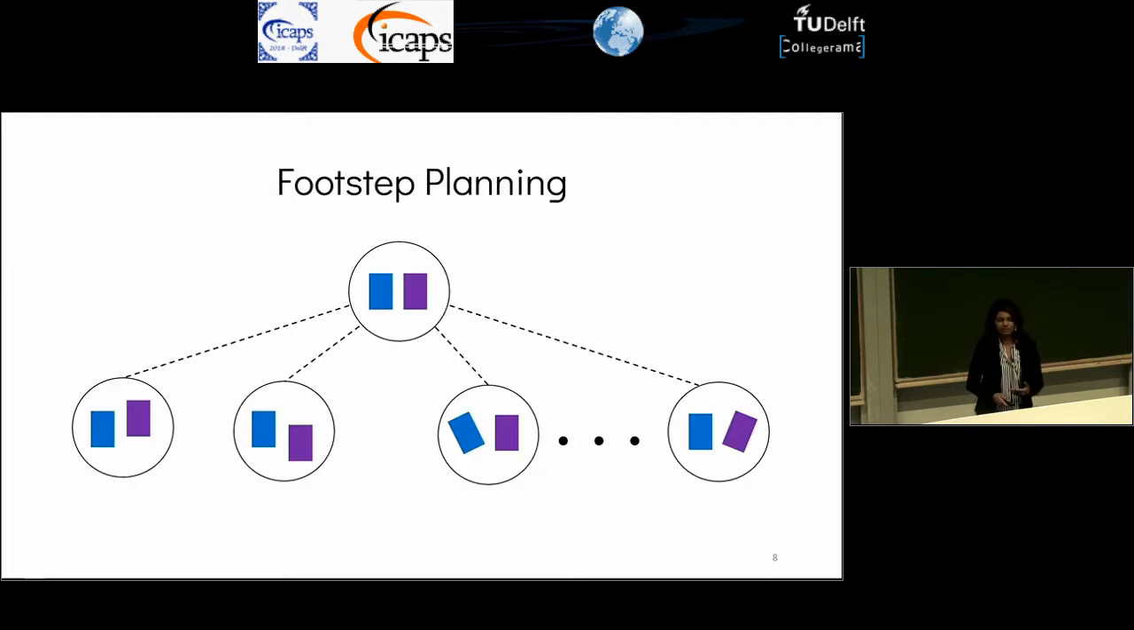So to be a little more specific about footstep planning, we start with the initial configuration of the 2 feet. And in every successor, when we're doing our search, we move each foot individually at a specific time. And then when we get a sequence of these footstep motions, we get a footstep plan.